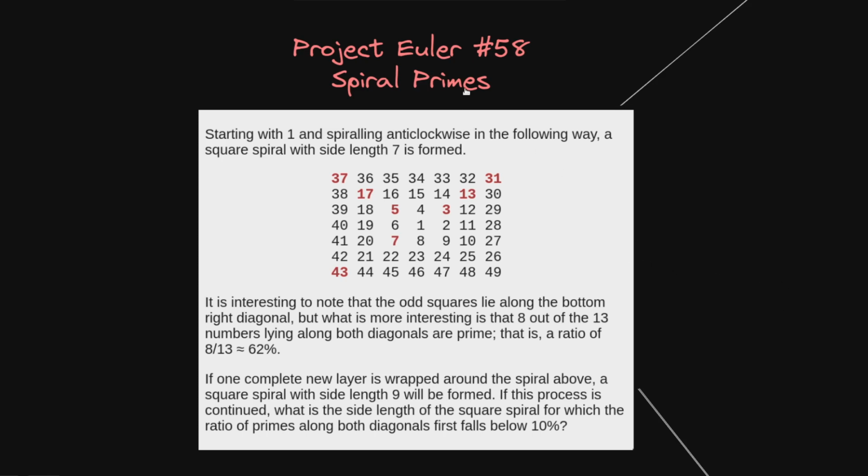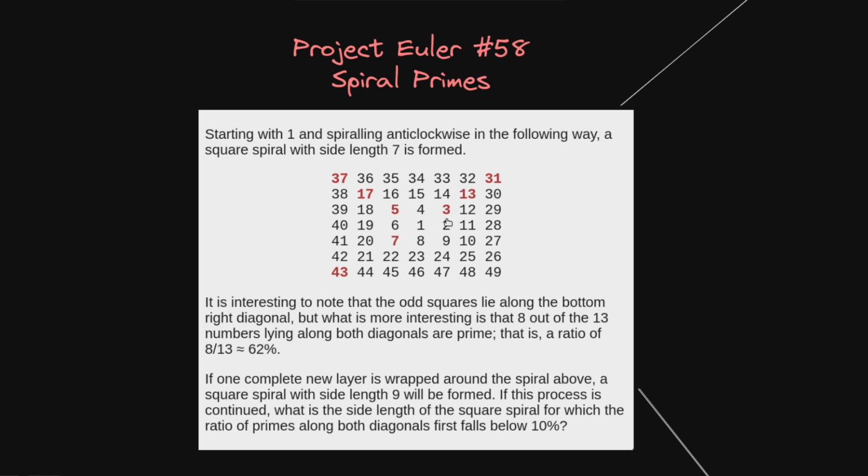This time we are going to solve problem 58, spiral primes from Project Euler. So let's see what the problem is about. Starting with 1 and spirally anti-clockwise in the following way, a square spiral with side length 7 is formed.